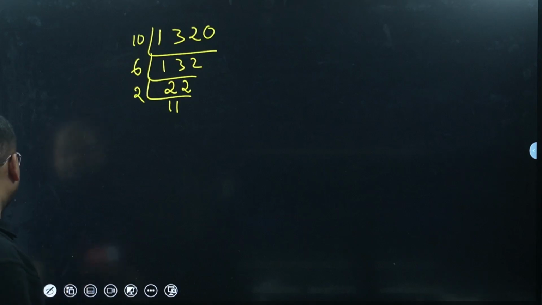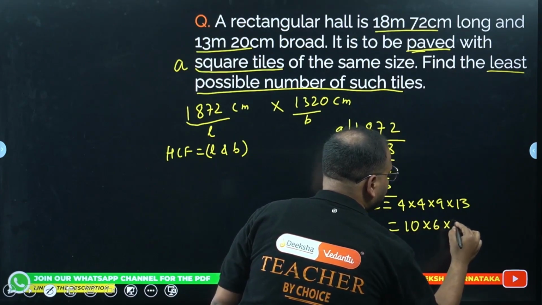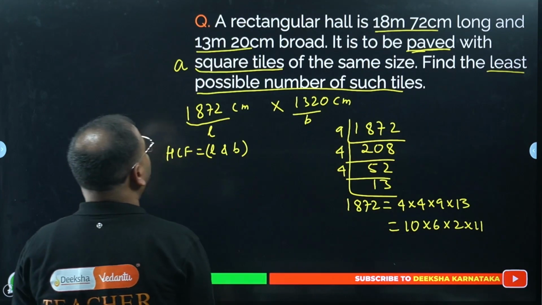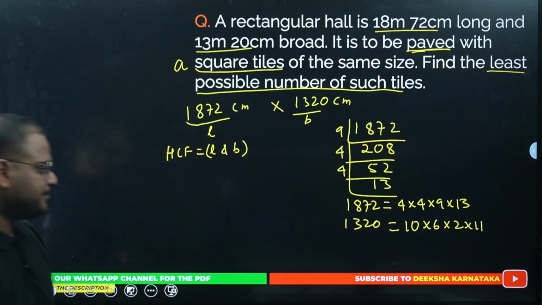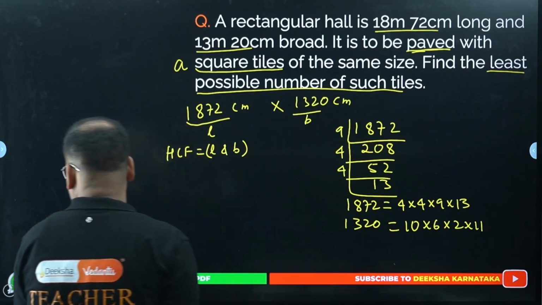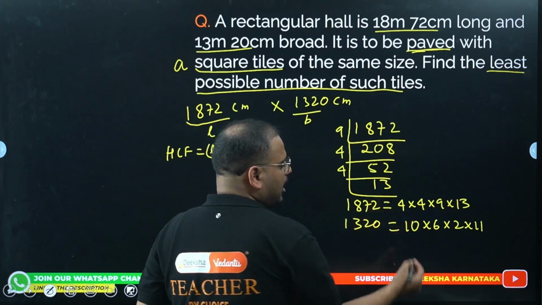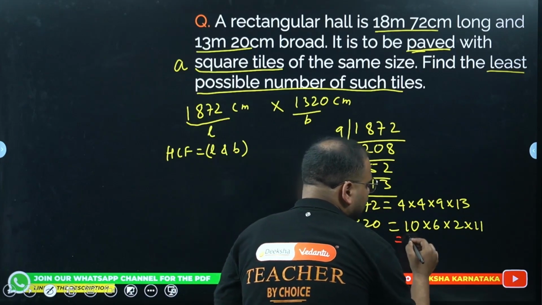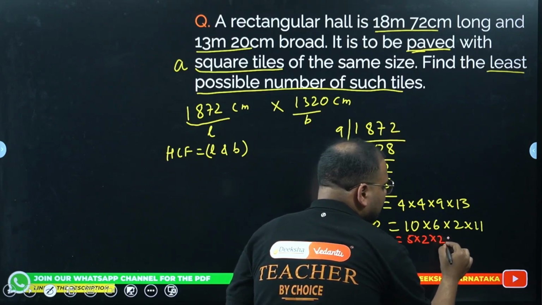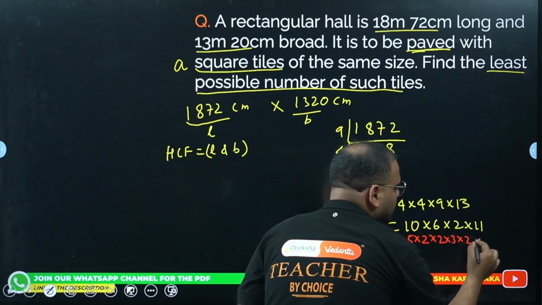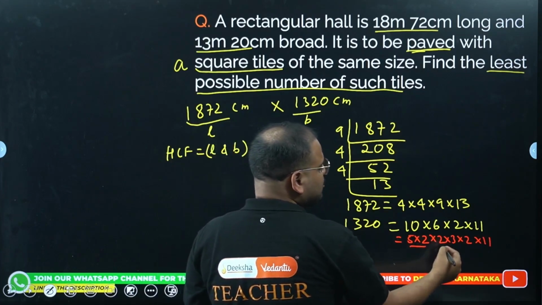10, 6, 2, 11. Let's write here, for which number? 1320. Now the common factor. Okay. Let me change the color of the ink. So 4 is not present here. But how many 2s are there? If you write like this again, I can write this as 5 into 2 into 2 times 3 times 2 times 11. So I split 10 as 5 into 2, and split 6 as 2 into 3.